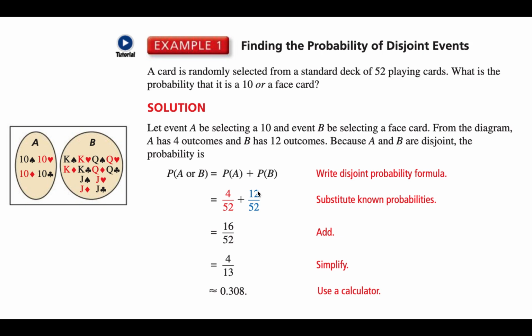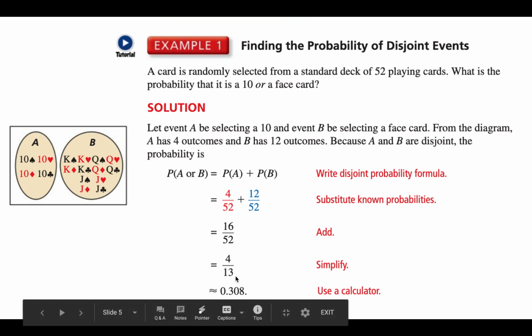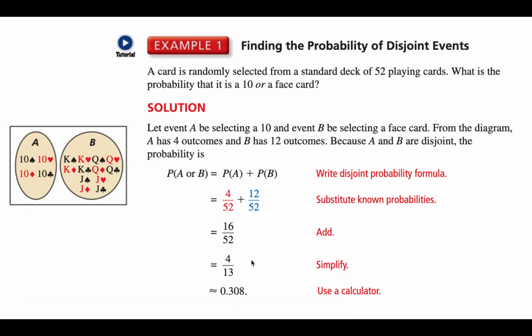12 out of 52 is the probability that it's a face card, because there are 12 face cards out of 52 total cards. Add those together, we get 16 out of 52, which simplifies to this. If you use a calculator, you see that the probability as a decimal is about 0.308.